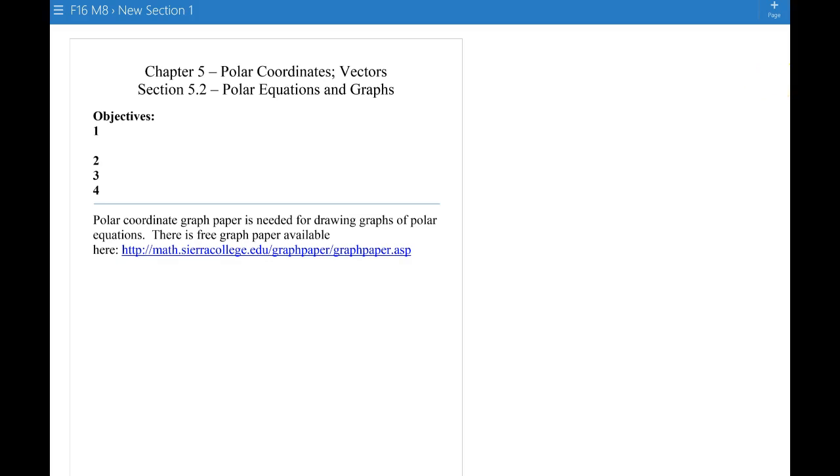So chapter 5, we're continuing talking about polar coordinates, and later we'll talk about vectors. And section 5.2 is polar equations and graphs.